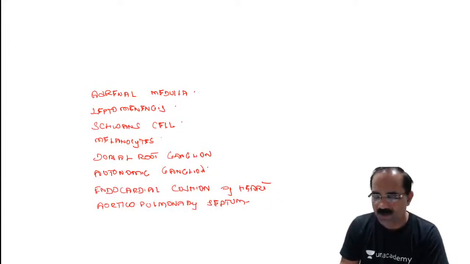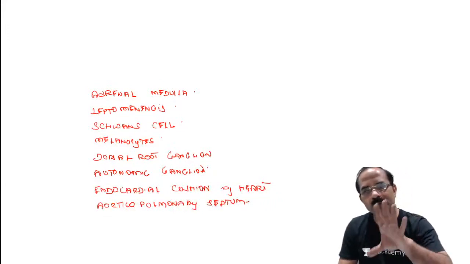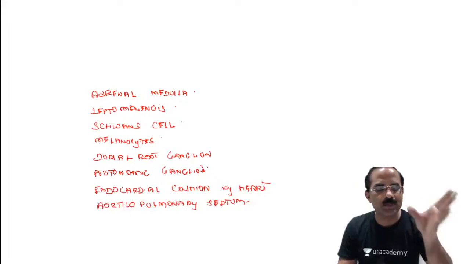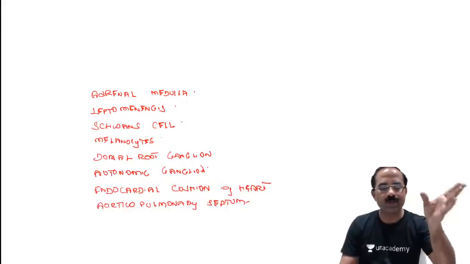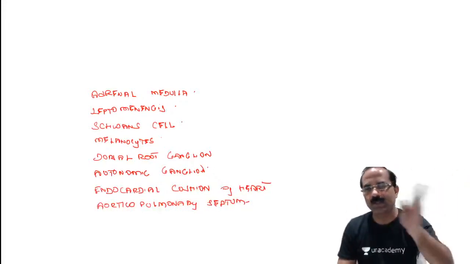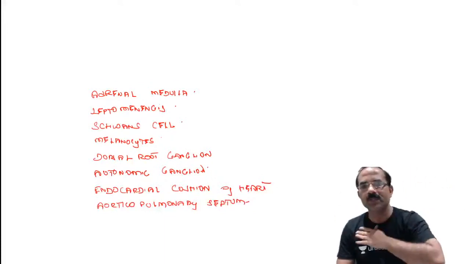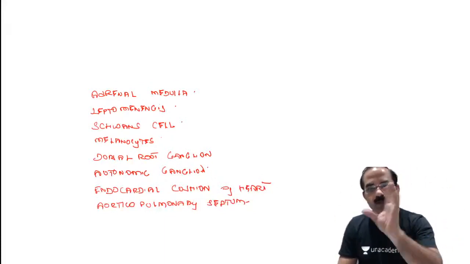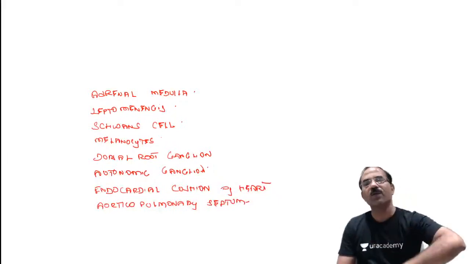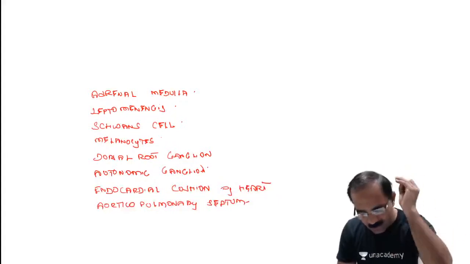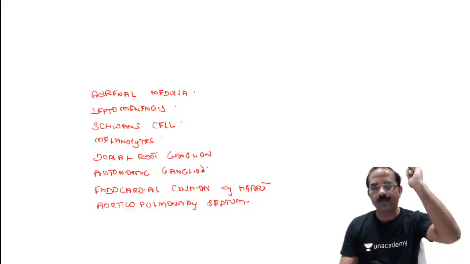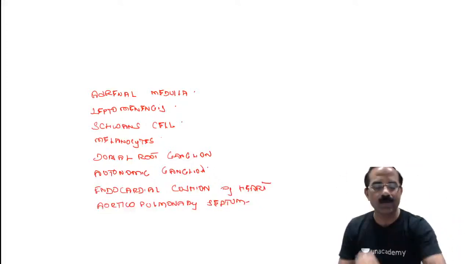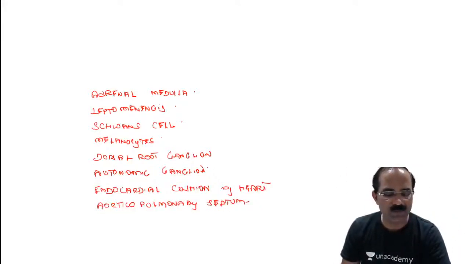The aorticopulmonary septum is going to divide the truncus arteriosus into two big blood vessels, correct? The ascending aorta and the pulmonary trunk. If the neural crest cells do not migrate, you get defects here. One is TOF, one is TGA, transposition of great vessels, and third is persistent truncus arteriosus. We'll see this later.